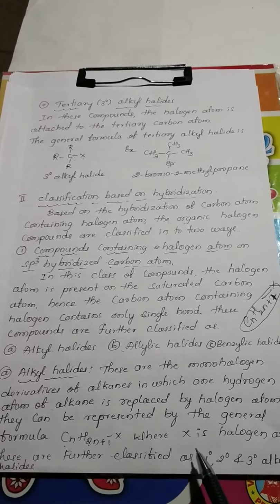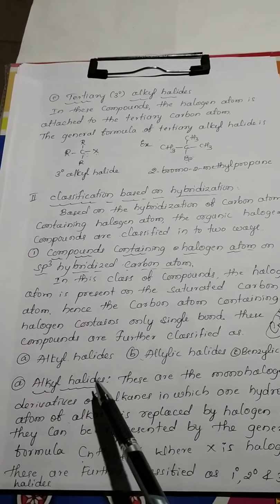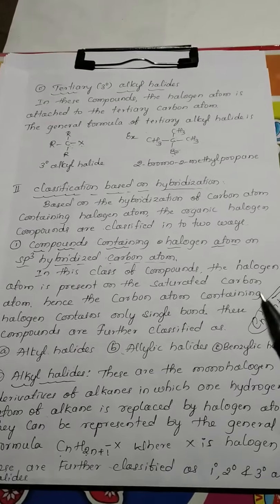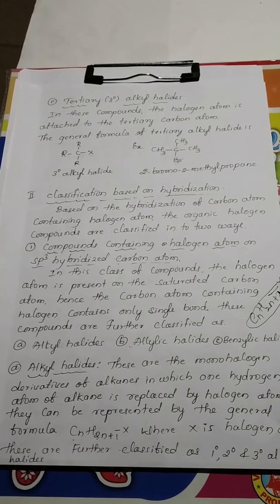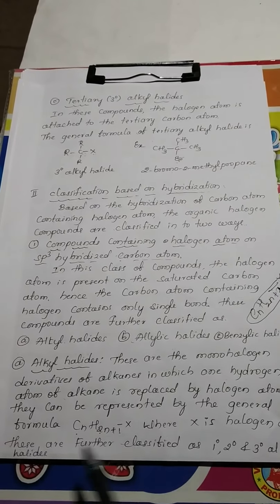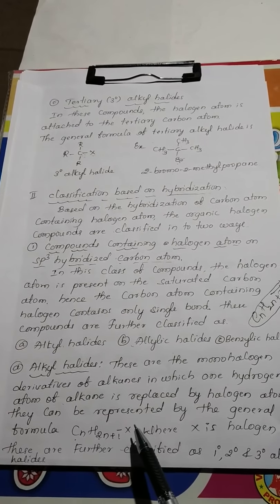See, these are the monohalogen derivatives of alkanes, means these alkyl halides are obtained from the alkanes, but this alkyl halide contains only one halogen atom, hence it is called monohalogen derivatives of alkanes, in which one hydrogen atom of alkane is replaced by halogen atom. They can be represented by the general formula CnH2n+1X.